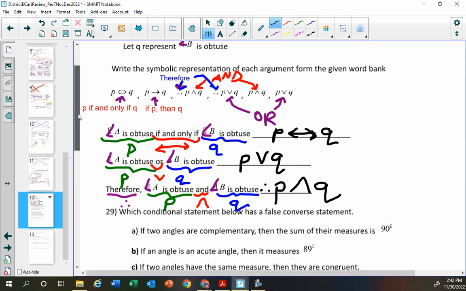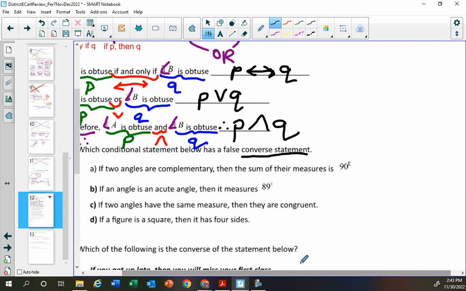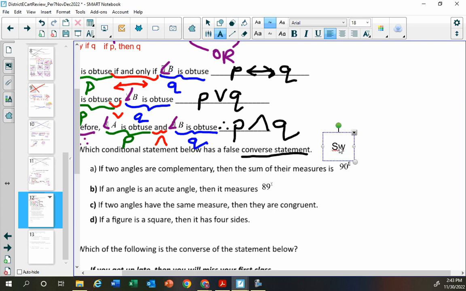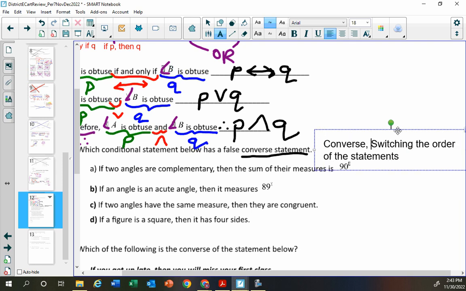All right. So, the next thing I want to talk about is the converse statement. Converse, basically, you're switching the order of the phrases. So here, the converse statement is basically you switching the order of the statements. If you see the word converse, that means you're switching the order of the statements.